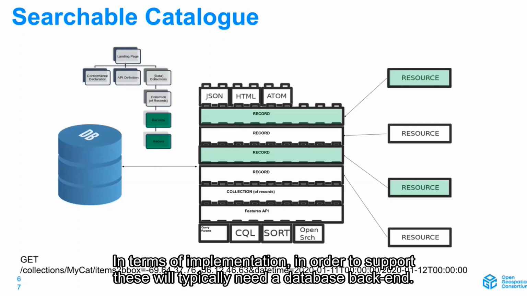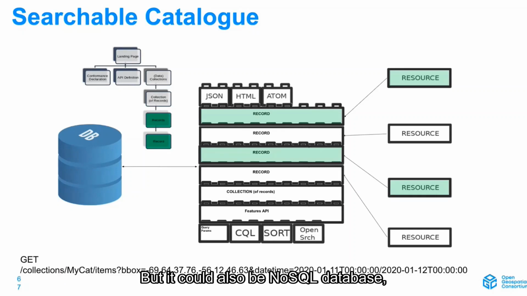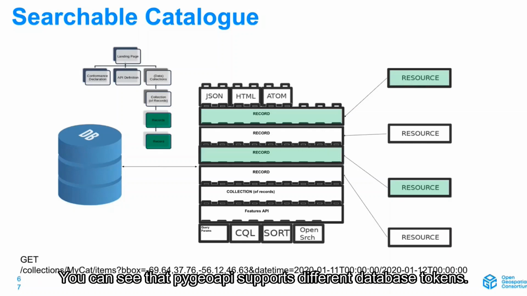In terms of implementation, in order to support these, we typically need a database backend. The database could be a relational database like Postgres, but it could also be a NoSQL database, for instance Elasticsearch or MongoDB. And if you look at pygeoapi, which we're going to see in a moment, you can see that pygeoapi supports different database backends.